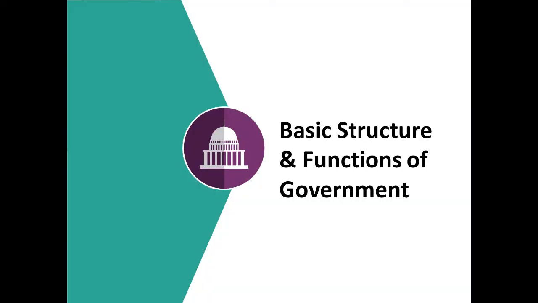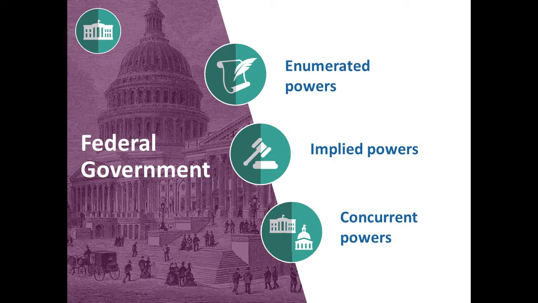Let's begin with the basic structure and functions of government in the United States, starting with the federal government. The U.S. Constitution is the source of the federal government's authority. The Constitution sets forth the extent and limitations of the federal government's powers. Specifically, the powers that the Constitution grants to the federal government can be classified in three ways, which you can see here on this slide.